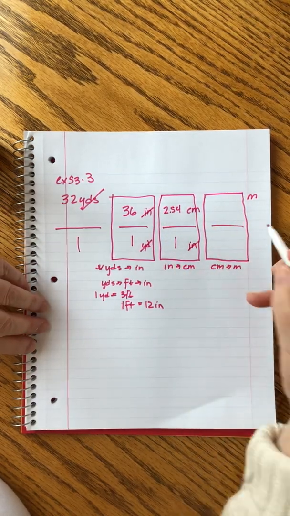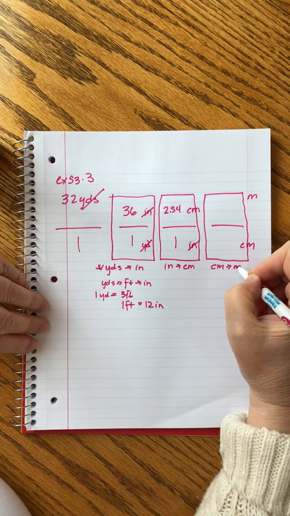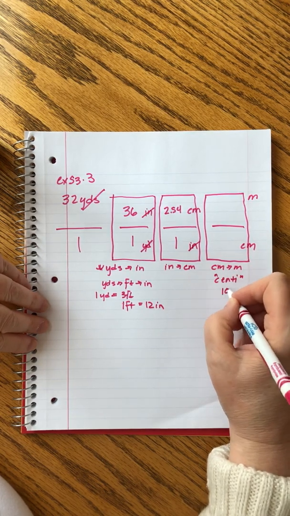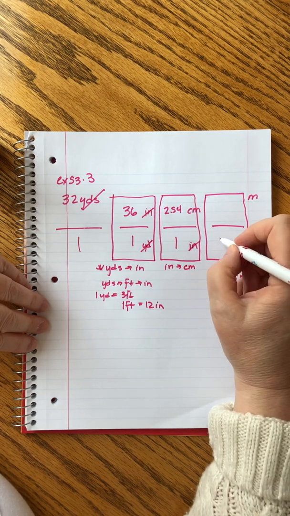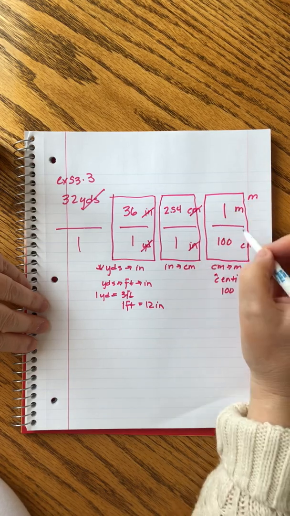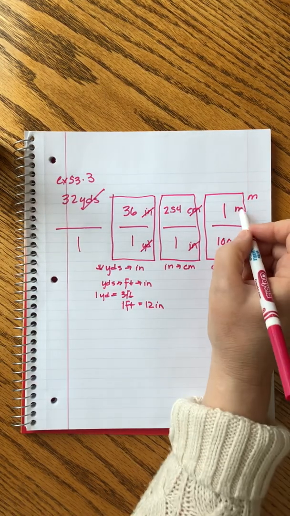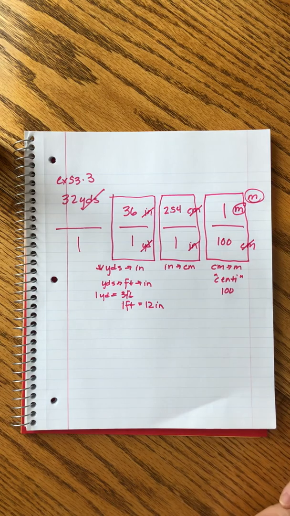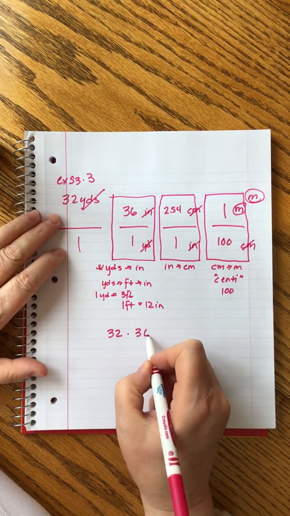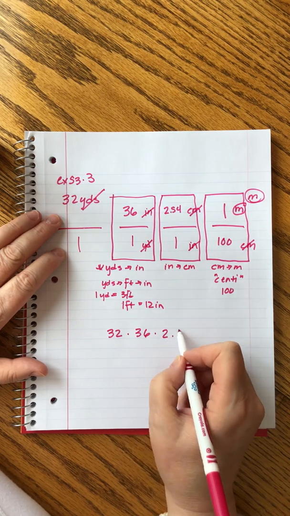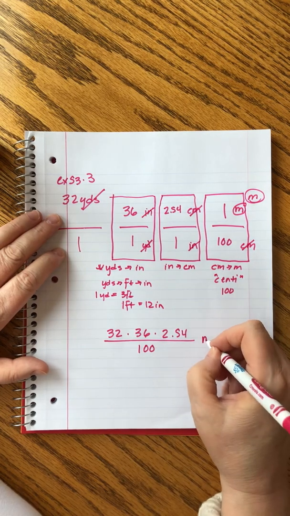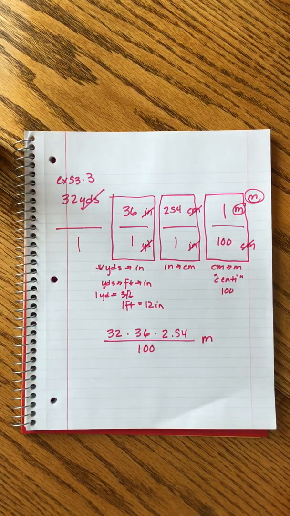Inches cancel. Now we're in centimeters, and we want to go to meters. Remember, centi means 100. So there's 100 centimeters for every 1 meter. Centimeters cancel. We're in meters. That's what we want to be in. Yay, we did it. Now let's write down the answers. 32 times 36 times 2.54 all over 100 meters is our ending unit.